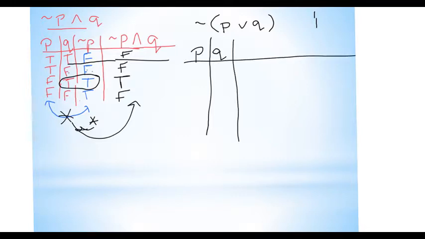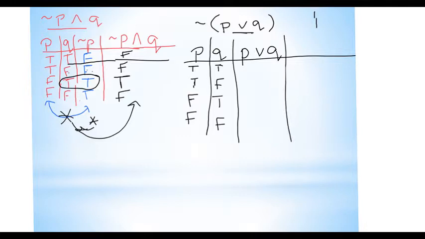And P will always be true, true, false, false. Q will always be true, false, true, false. Okay, so for this one, I want to negate P or Q. But before I can negate that, I need to know what P or Q would be. So we're going to put P or Q on our truth table, and then we'll put the negation of P or Q.